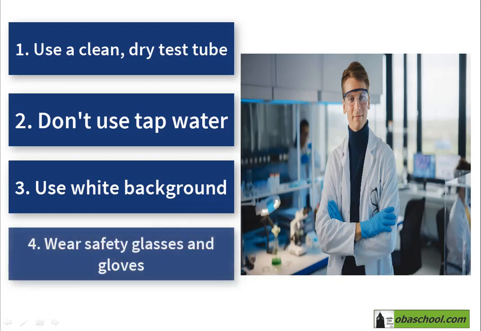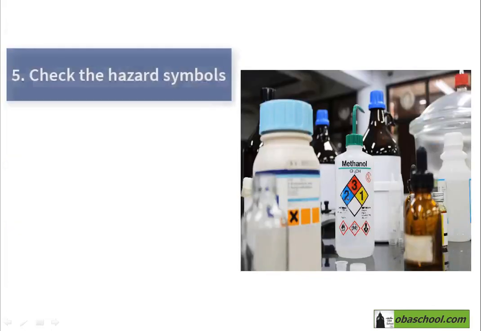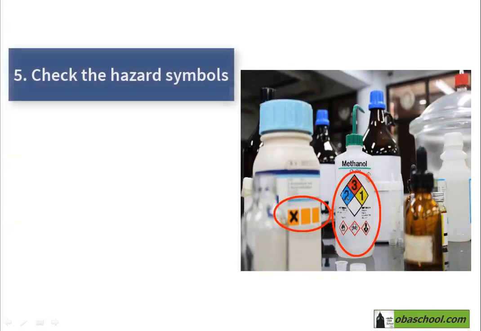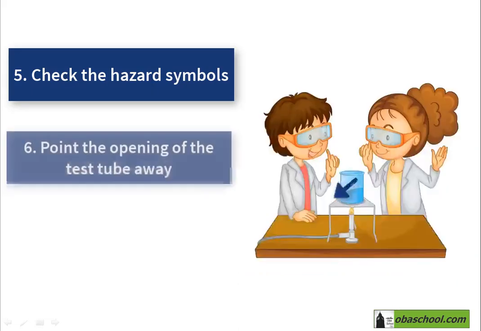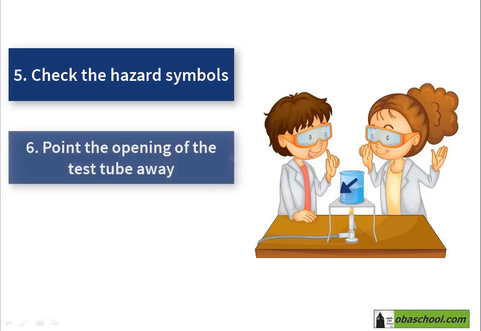4, wear safety glasses and gloves because the reagents used when testing food can be corrosive, such as the Benedict's and biuret reagents. 5, check the hazard symbols on the bottles being used before carrying out any practical work. 6, when heating the Benedict's solution in a test tube, there's a risk of splashing, so always point the opening of the tube away from you.